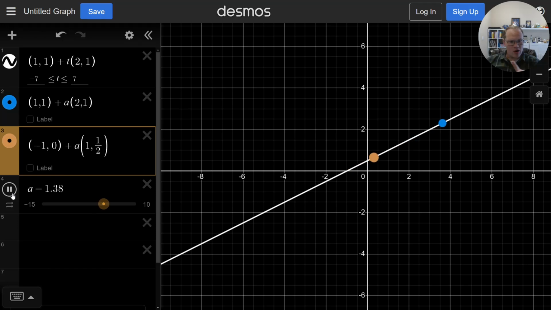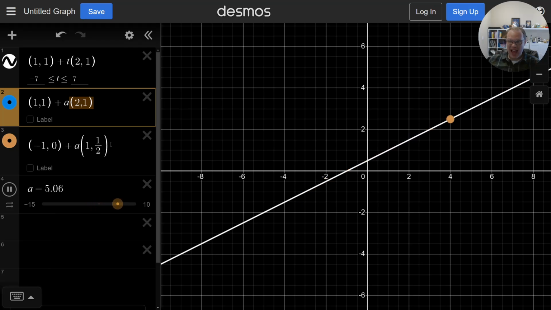Notice they are both moving along the line. Their motion describes the same line, but they have different starting points and they have different speeds along that line. In this case, because I used half of the original direction vector, it's moving half as fast.